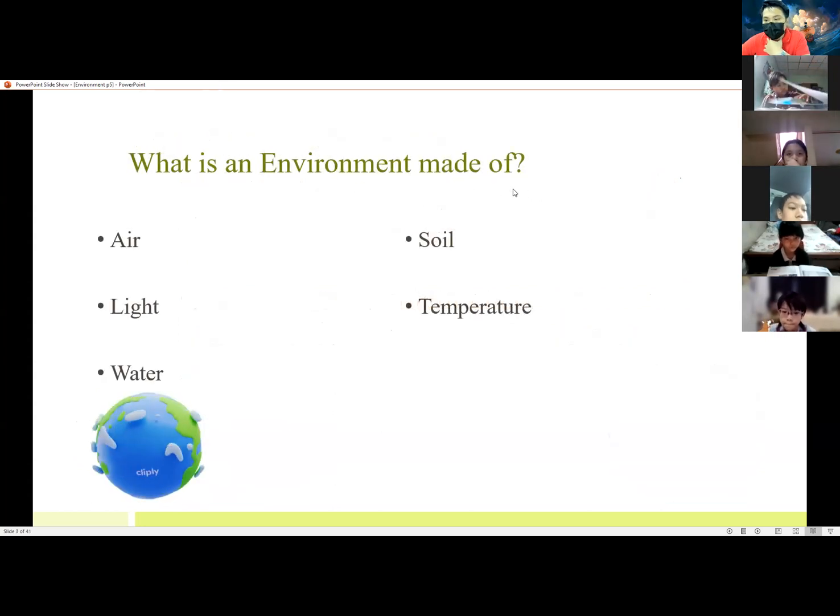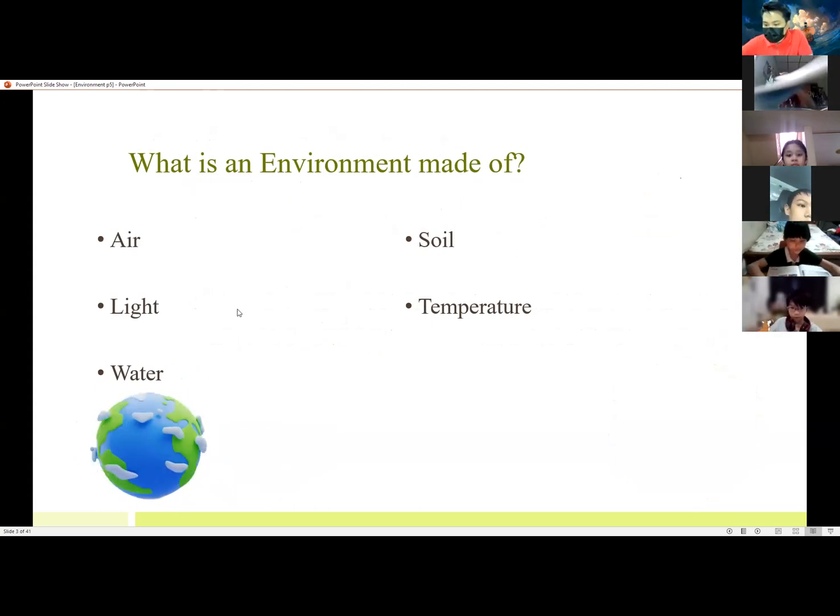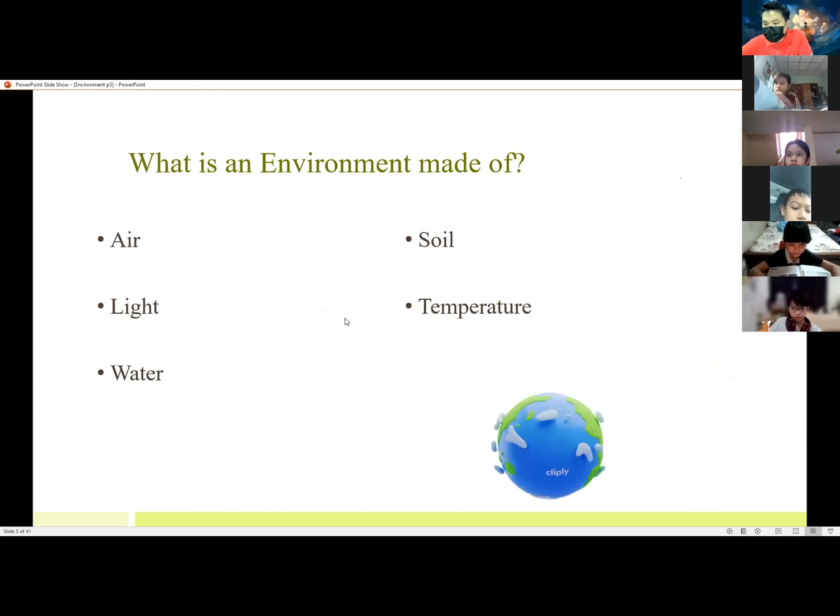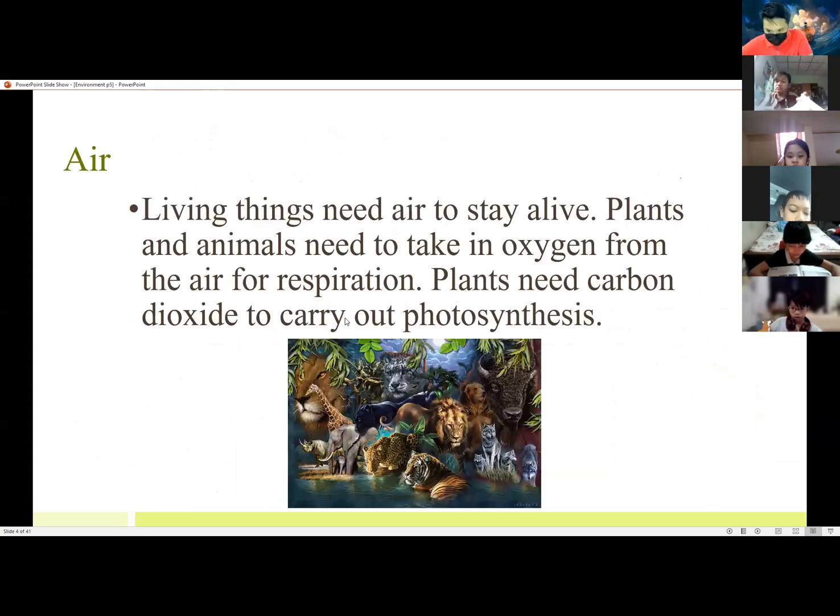So what is an environment made of? We have five: the air, light, water, soil, and temperature. So what is air? Who wants to read? Air: living things need air to stay alive. Plants and animals need to take in oxygen from the air for respiration. Plants need carbon dioxide to carry out photosynthesis.